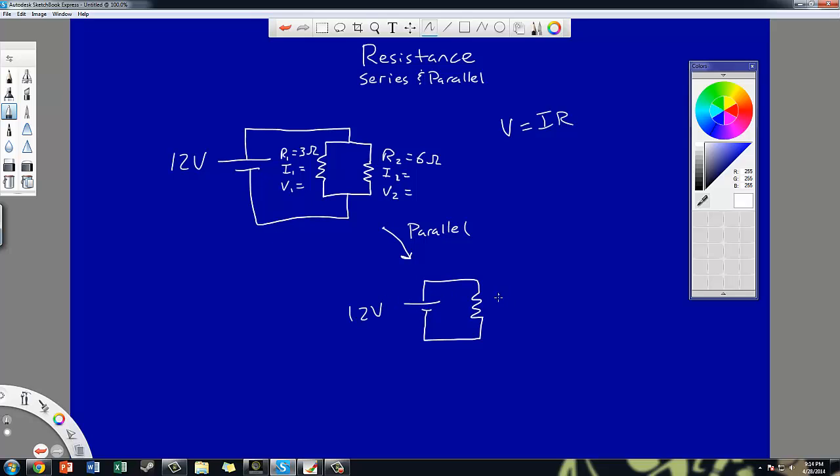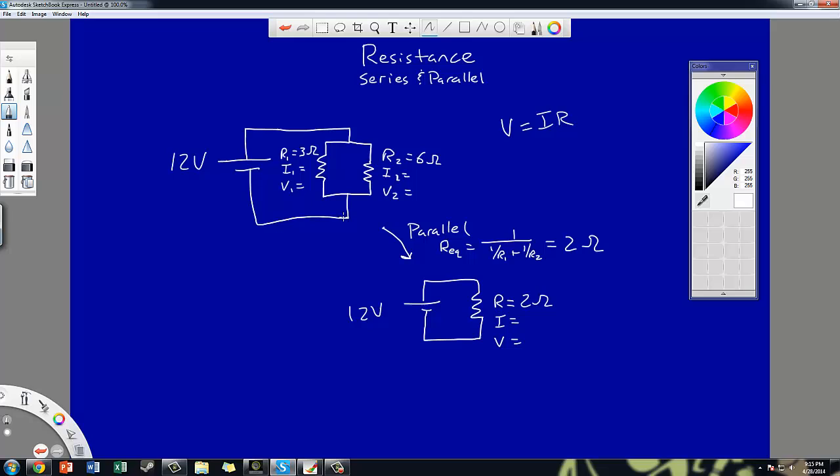12 volts. And in this case, the equivalent resistance is given by the equation 1 over R equals 1 over R1 plus 1 over R2, which when I do that for these two resistors, 3 ohms and 6 ohms, I end up with an answer of 2 ohms here. So 2 ohms is my equivalent resistance.